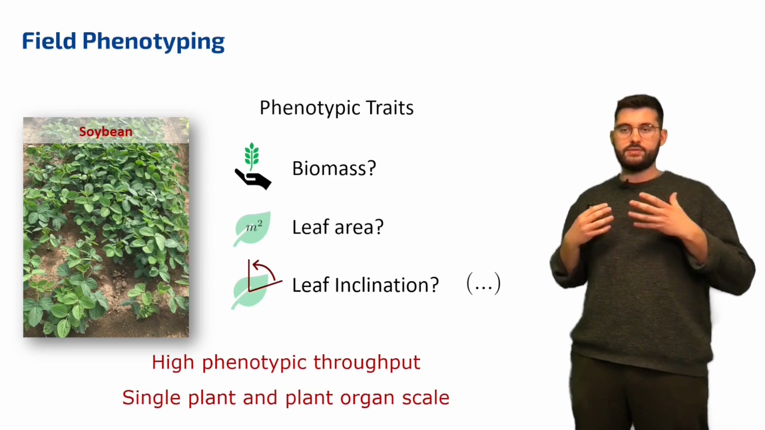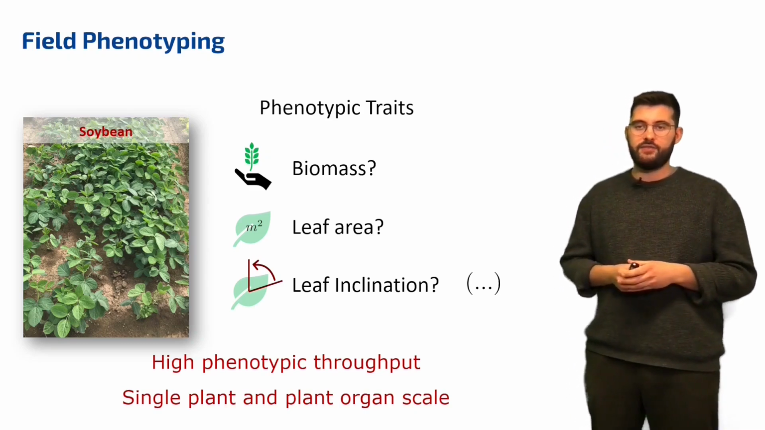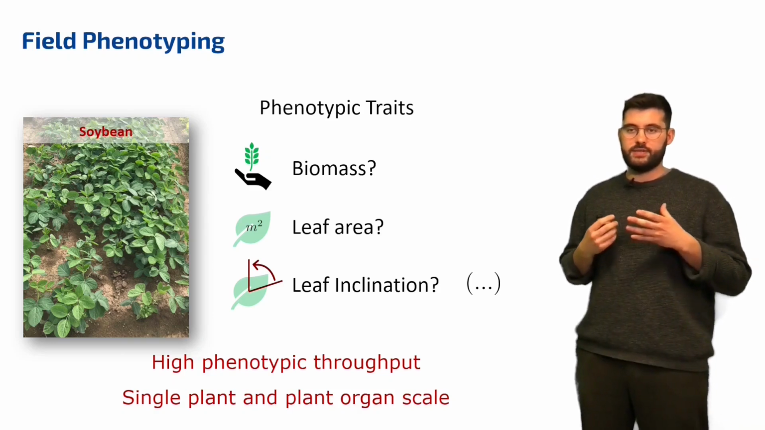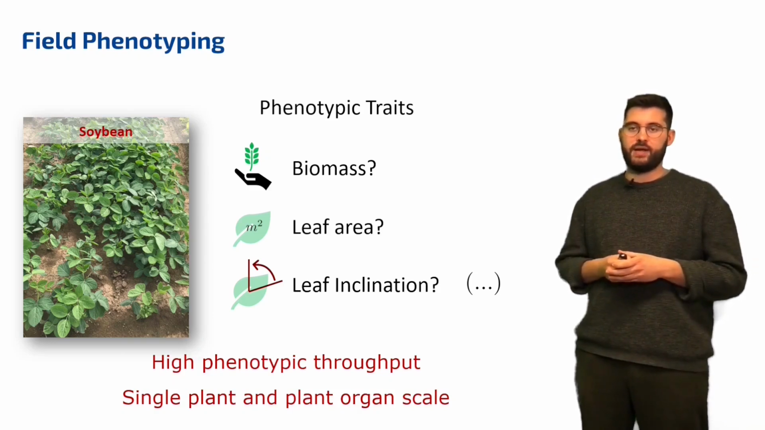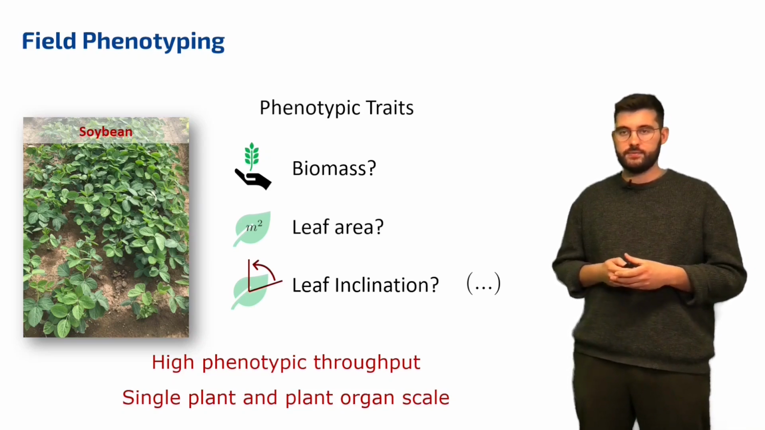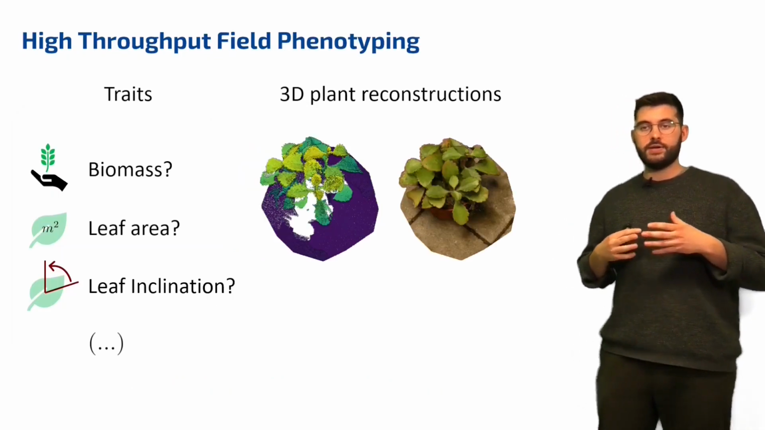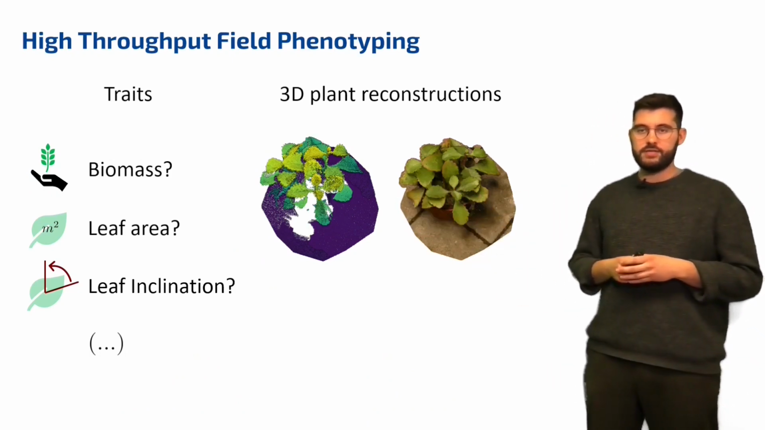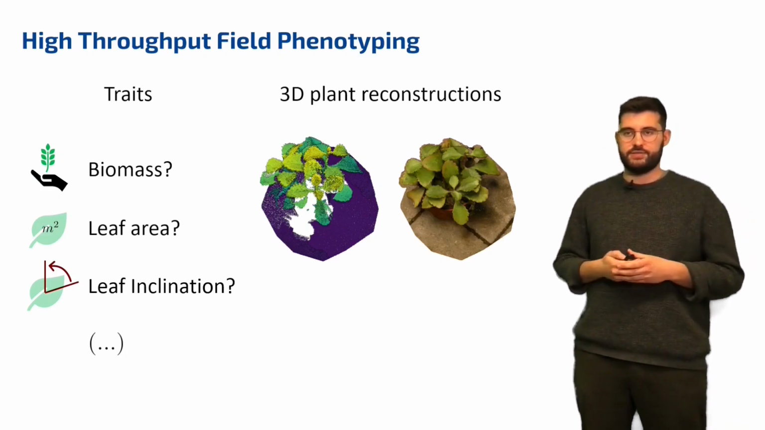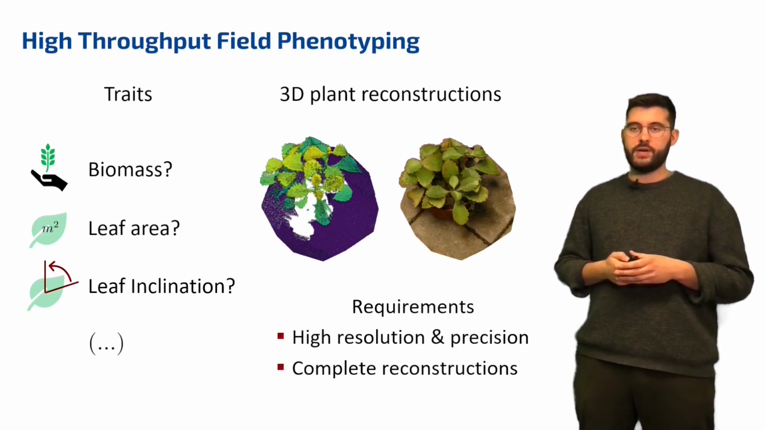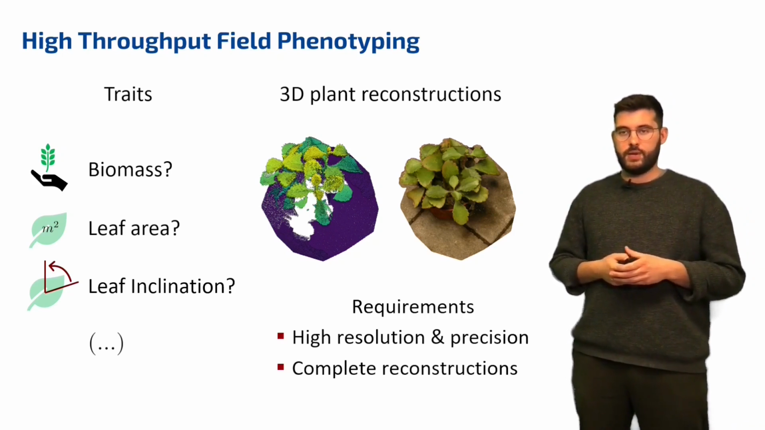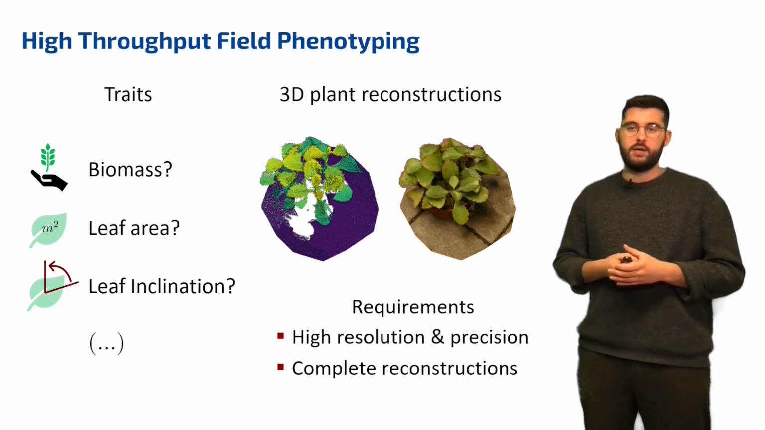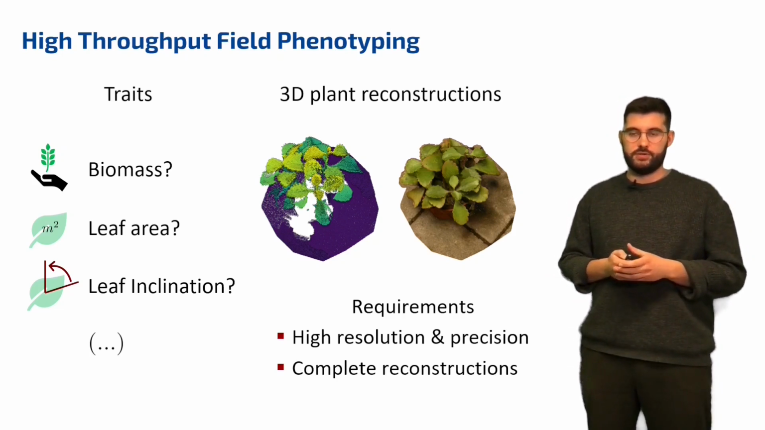So the aim is to derive those parameters at a high phenotypic throughput, and we want to derive those parameters on a fine scale, so for single plants and even plant organs. And this leads to the idea, why not use 3D crop reconstructions and use these models to derive those traits of interest. And for these models we have large requirements, so we need a high resolution, we need a high precision, but also a high completion of those models.